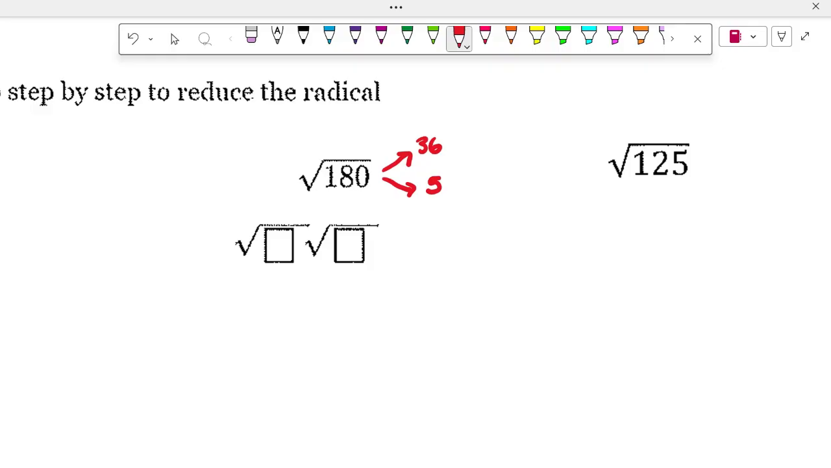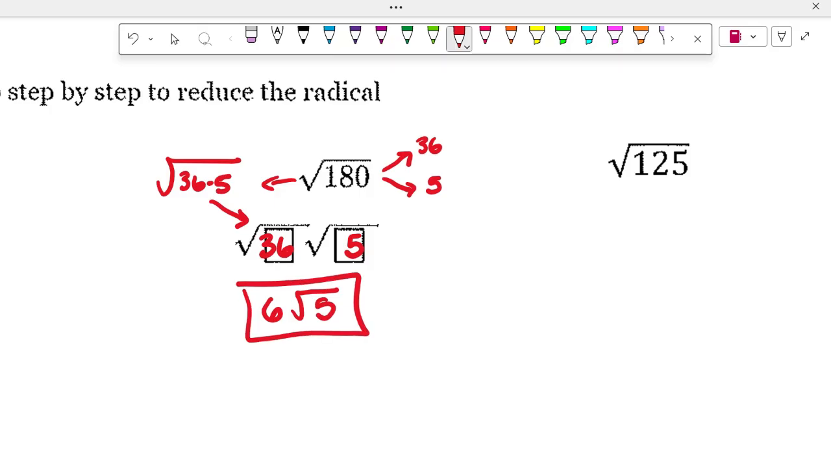So remember, we could rewrite this as the square root of 36 times 5, which we can then break apart into two individual radicals. So the square root of 36 times the square root of 5. What's my next step? You simplify the 36, so square root of 36 is 6, and it's still times the square root of 5. So your answer is 6 square root 5.